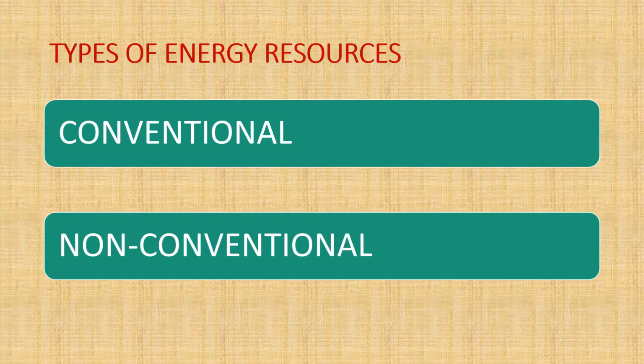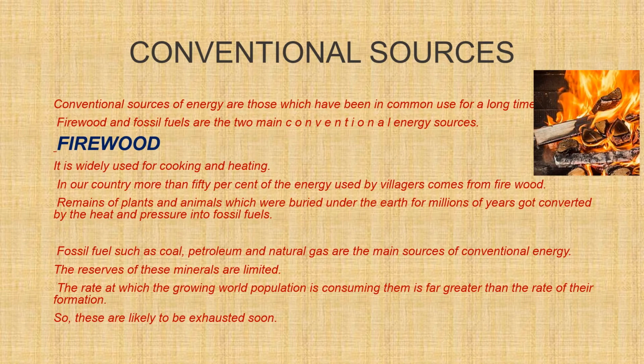There are two types of energy resources, conventional and non-conventional. Conventional resources of energy are those which have been in common use for a long time. These are traditional methods of energy. Firewood and fossil fuels are two main conventional energy resources.